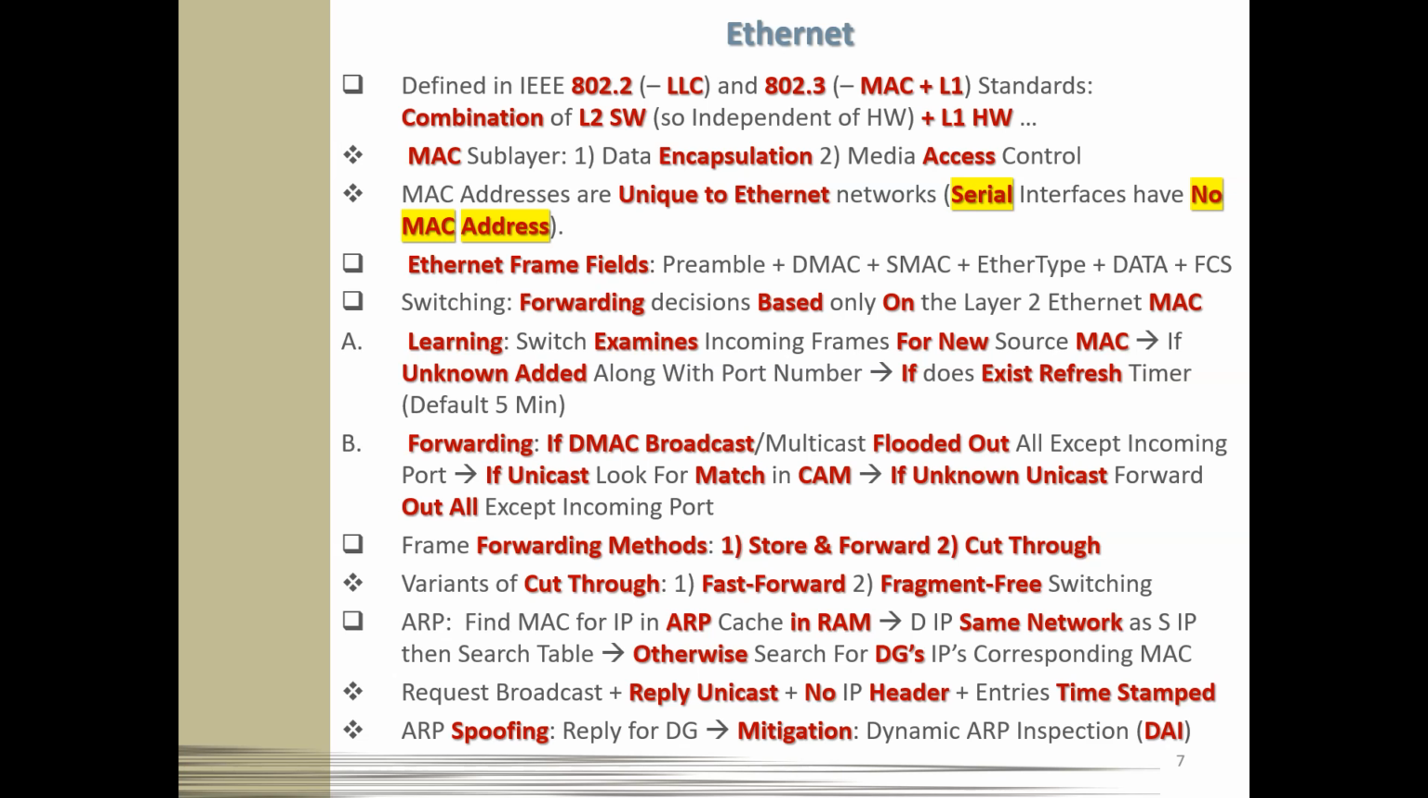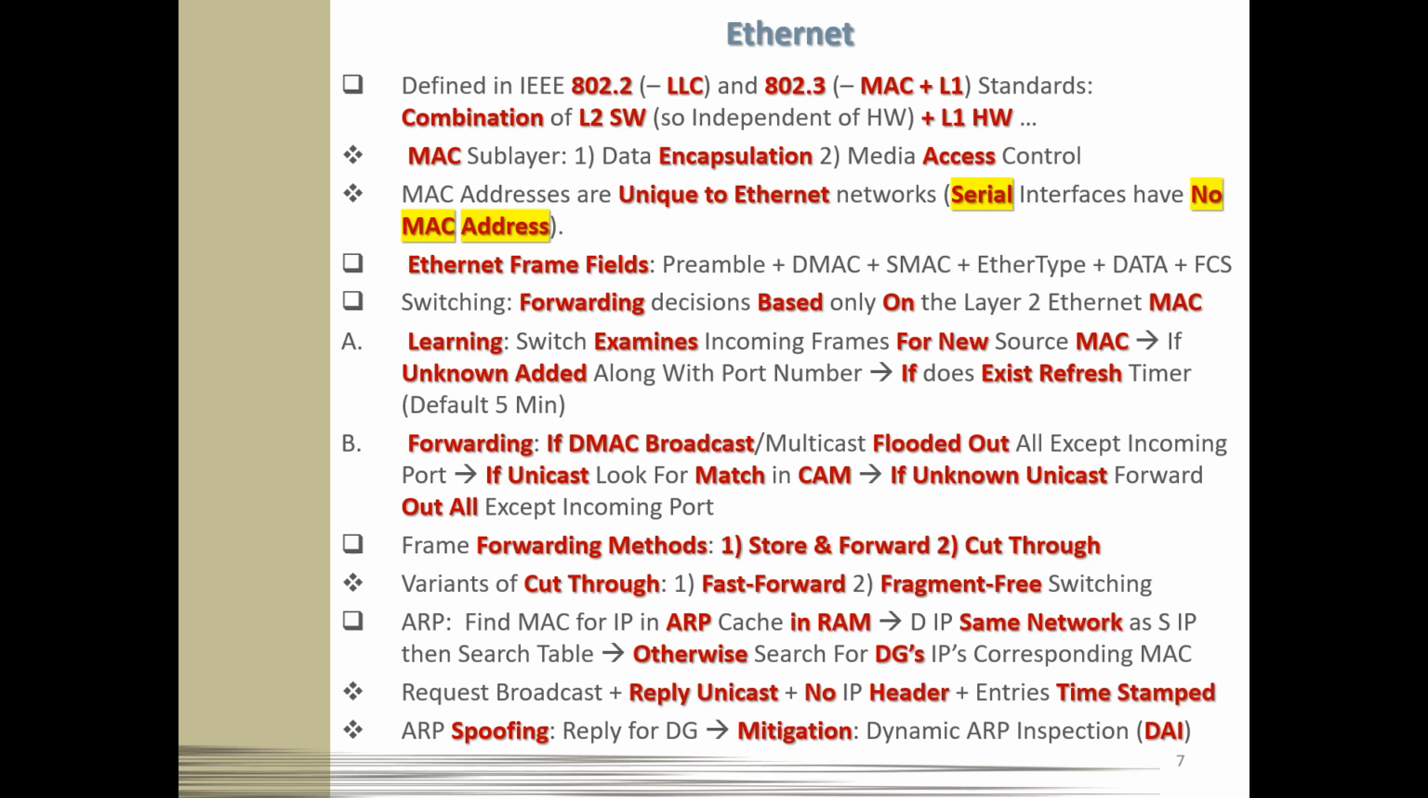So the takeaway point for you: learning happens before forwarding. As a switch receives frames from different devices, it is able to populate its MAC address table or CAM table by examining the source MAC address of every frame. Later, when we receive the next frame, if the destination MAC address is broadcast or multicast, we just need to flood it out all except the incoming port. If it's unicast, then we look for a match in this CAM table. And if it is unknown unicast, meaning that it's a unicast destination MAC address of which we have no clue inside the CAM table, we just need again to forward out all ports except the one on which we have received it. So you know now how switching operates.